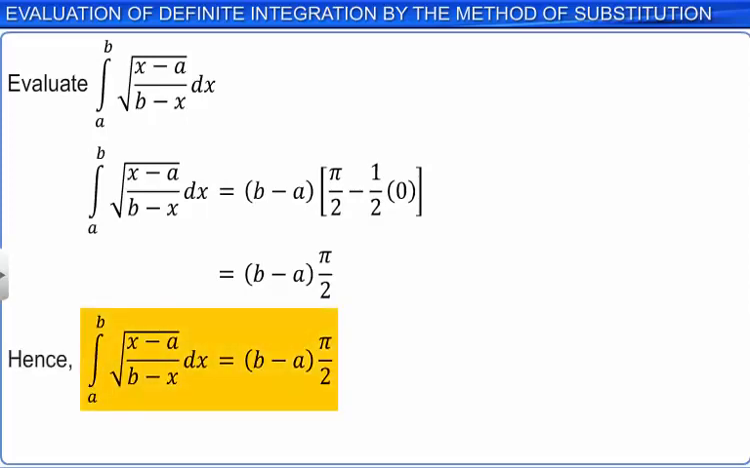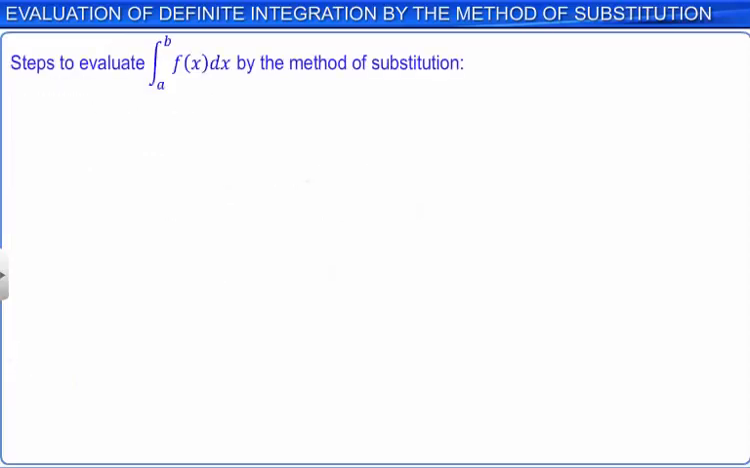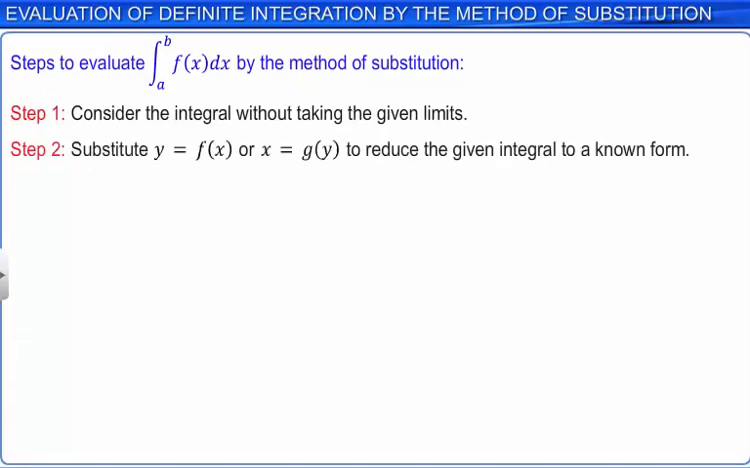In this example, we followed the same steps with a small change in the fourth step. Hence, using these two methods, we can evaluate the given definite integral by the method of substitution.